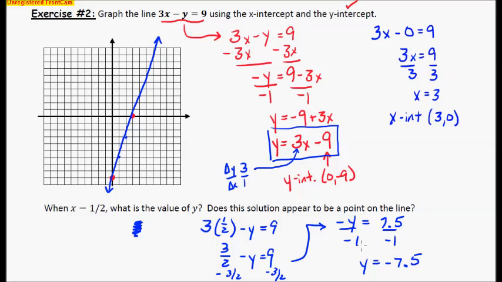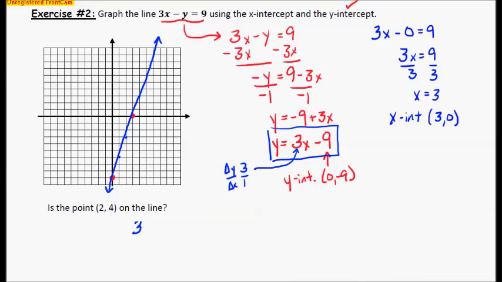All right, and let's check it out. That point, that would be the point. 1/2 is really 0.5, and the y value is negative 7.5. Would that be on the line? Let's go over here. We go over a half. 1, 2, 3, 4, 5, 6, 7.5. And again, if you're drawing with a ruler, it would be spot on. It would be right around there. Okay? So that would definitely be on the line as well. Okay? And I believe I'm going to turn that part off and turn that right on.